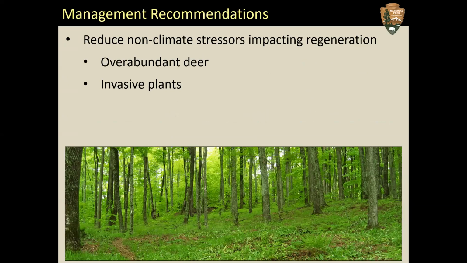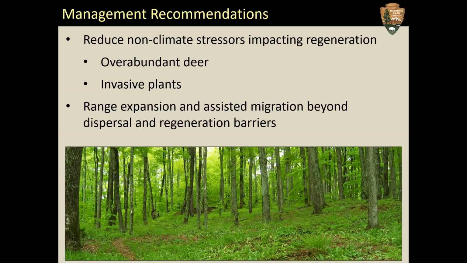I know it poses enormous challenges considering how many states and jurisdictions and landowners are involved, but if we don't do something big, more and more of the eastern forest is going to look like the barberry thickets in Morristown, which is bad for the area it's occurring in, but also is going to affect the ability of trees to migrate. So in addition to that, I think we also need to consider range expansion and assisted migration beyond these dispersal and regeneration barriers that we found so that trees are able to migrate with their suitable habitat.